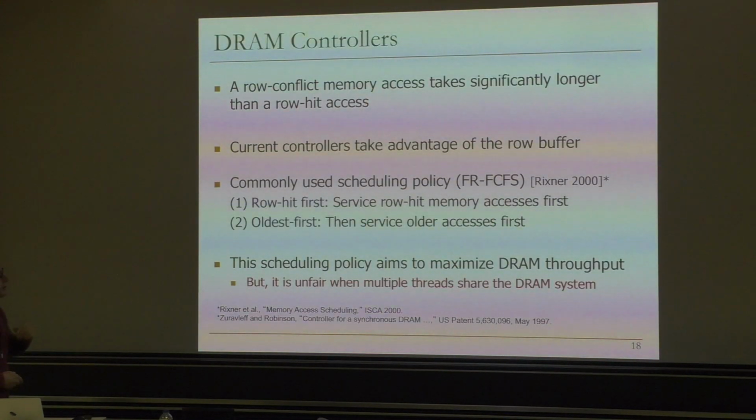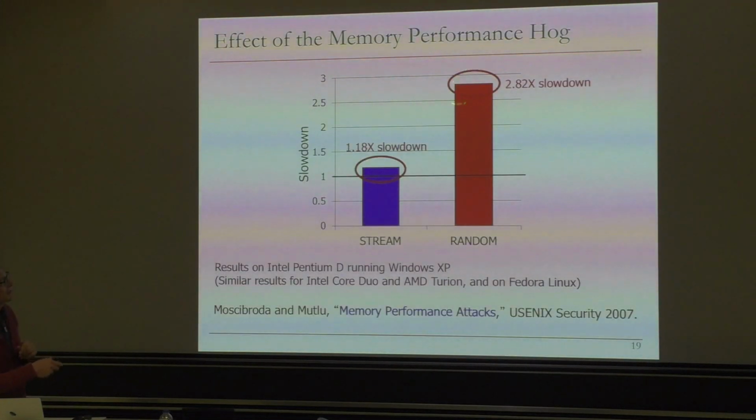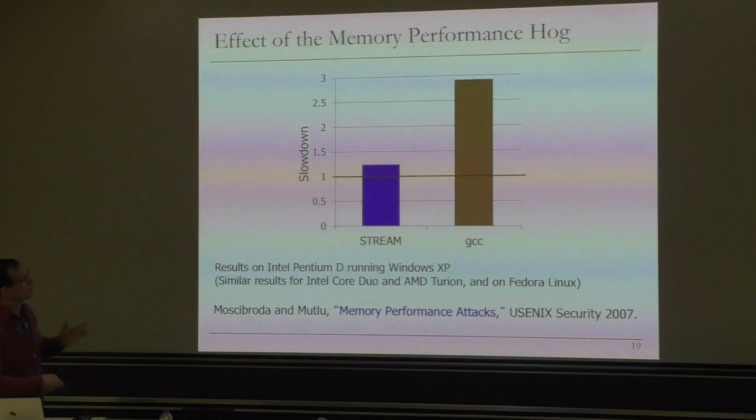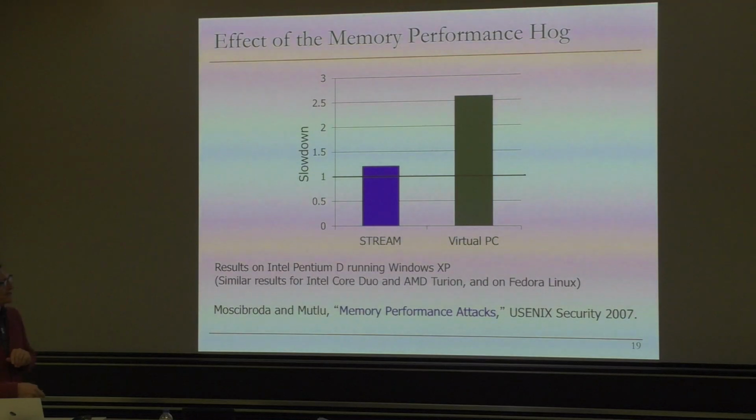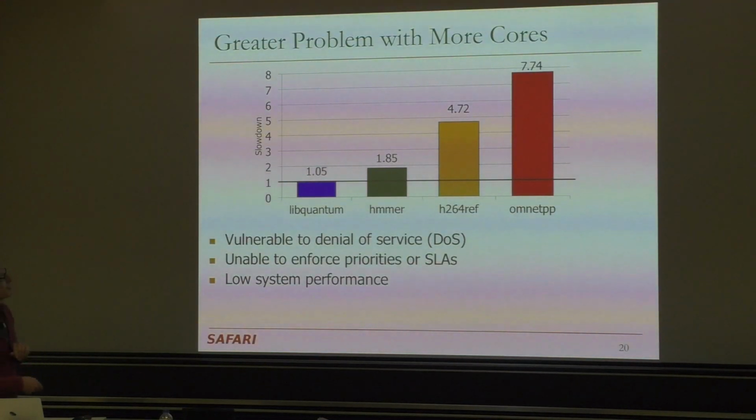You've seen this slide also. And clearly this existed in real systems, as we discussed. Basically, these are real results from 2006 or so, where you have the streaming application and the random access application, and you get significant slowdowns on the random access application. That's true when your streaming application runs with GCC. That's true when the streaming application runs with some virtual machine also. And this becomes a bigger problem with more cores. Basically, you become vulnerable to denial of service. You become unable to enforce priorities or service level agreements, and you get low system performance.